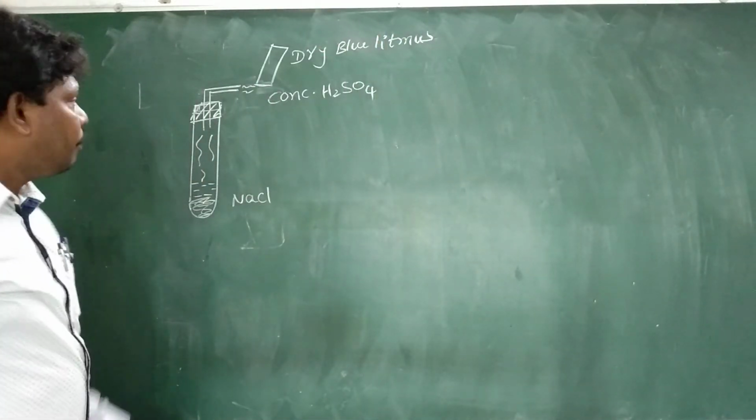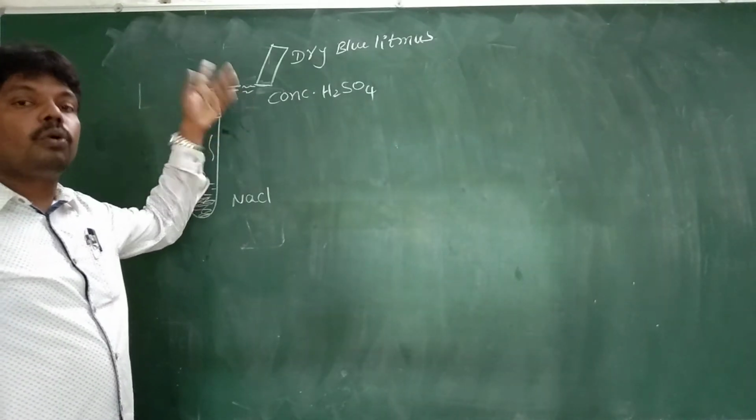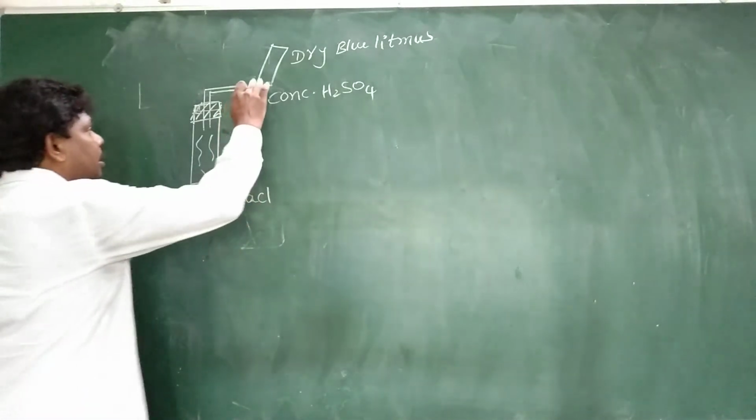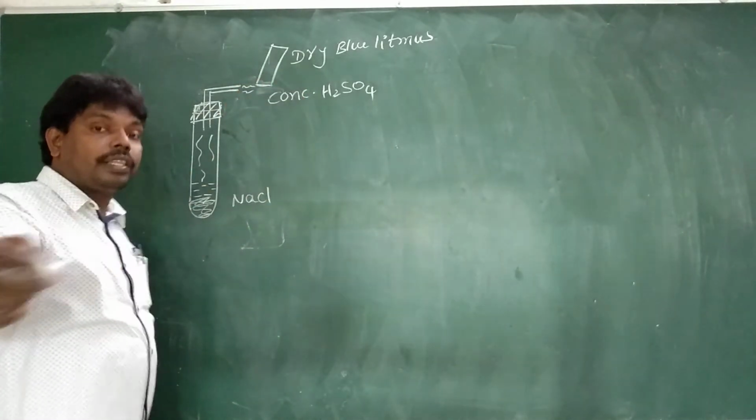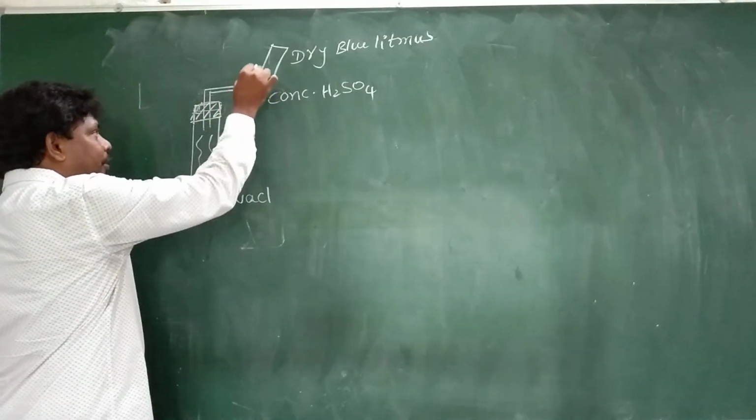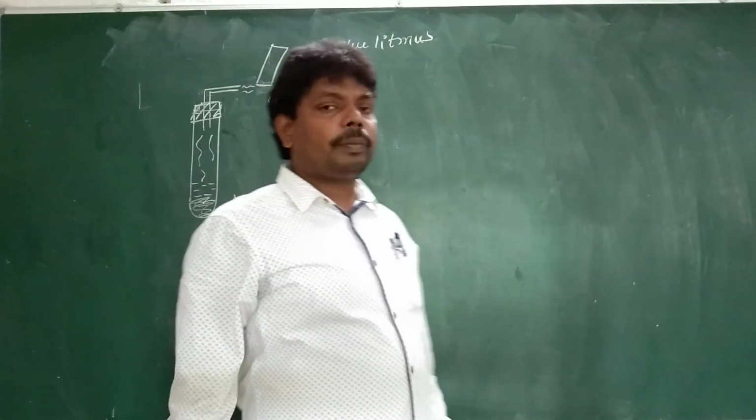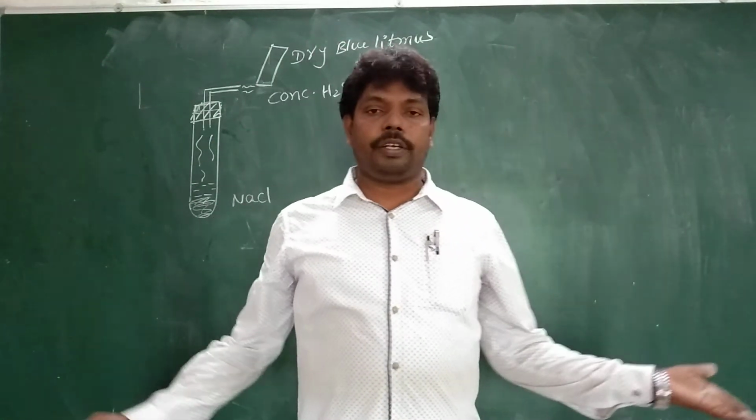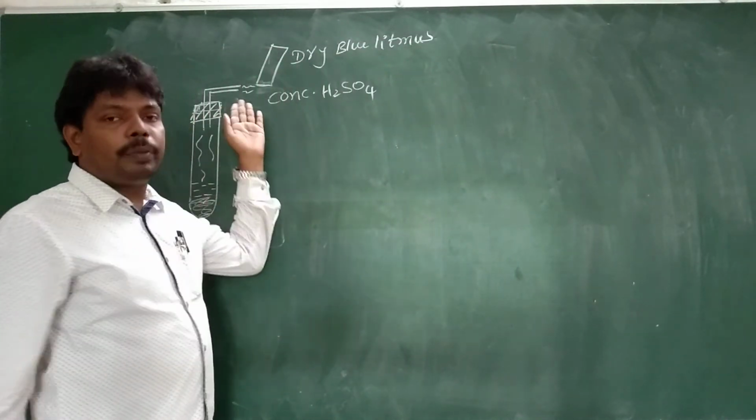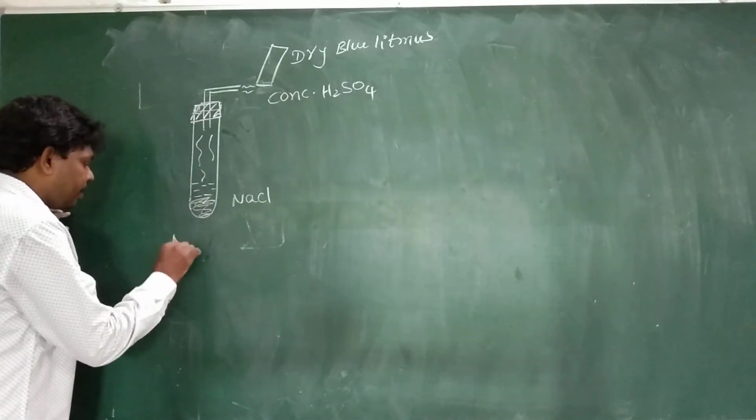When you keep the dry blue litmus paper, is there any change? Observe, no change. Okay. Now remove this dry blue litmus paper and bring the wet blue litmus paper. When you bring the wet blue litmus paper, it turns red. Generally, in which medium does blue litmus paper turn red? Acidic medium. That means here which gas is evolving? Maybe some acidic gas.